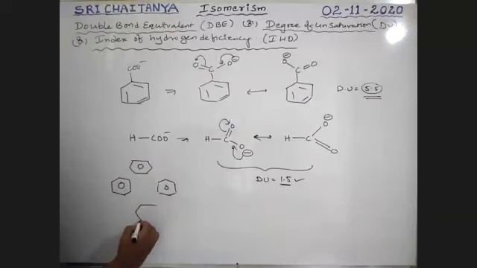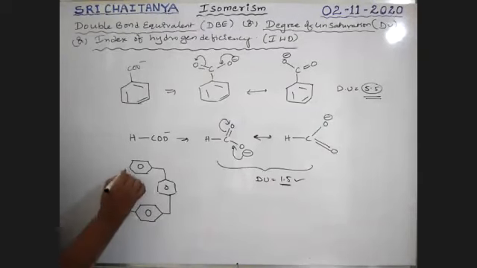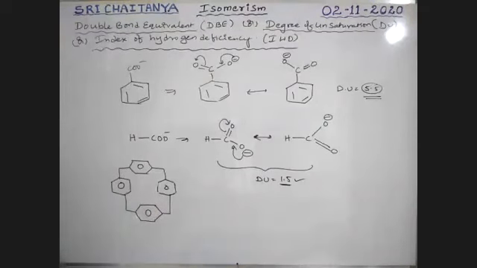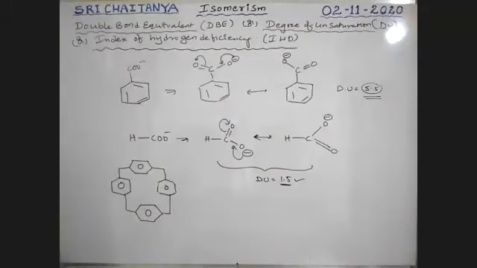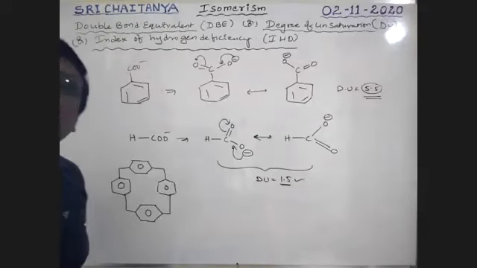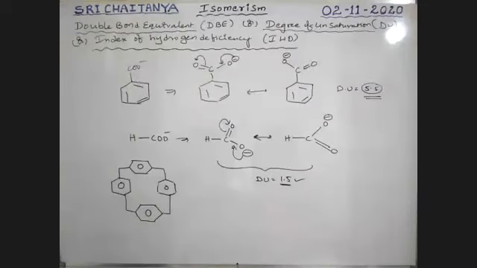Four Benjamin rings, boys. Okay. How much is the degree of unsaturation here? Wrong. All of you wrong. Only one is correct. Yes, Bashwat correct. Gaurav correct. Sharan wrong. See here, boys.